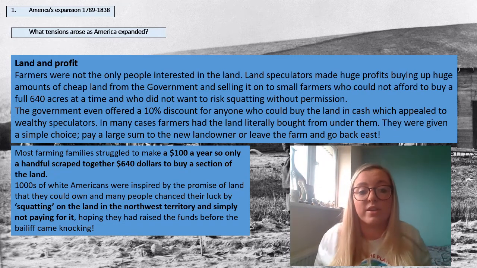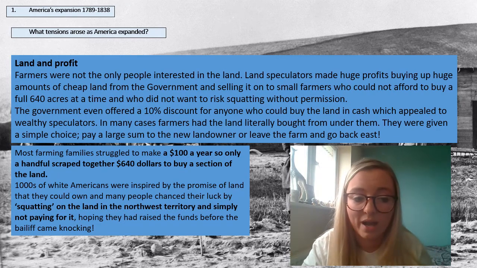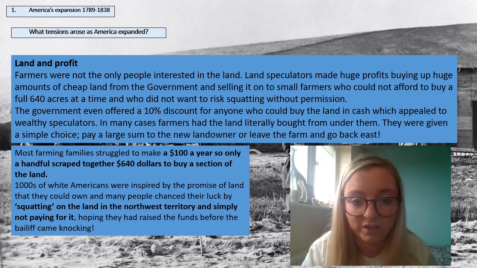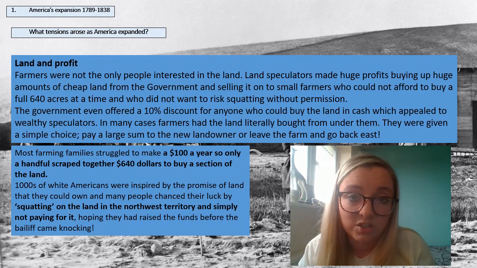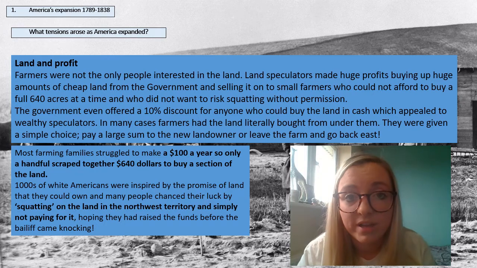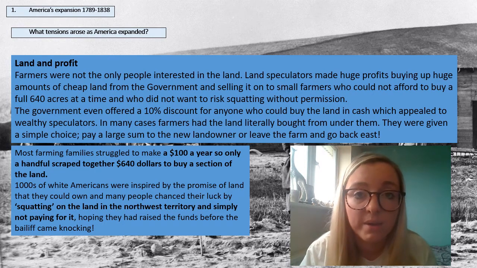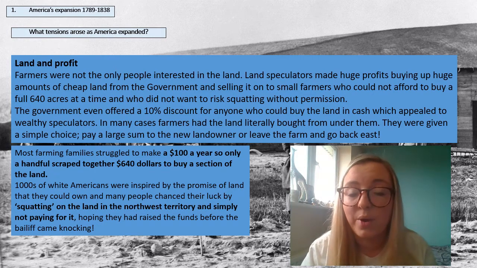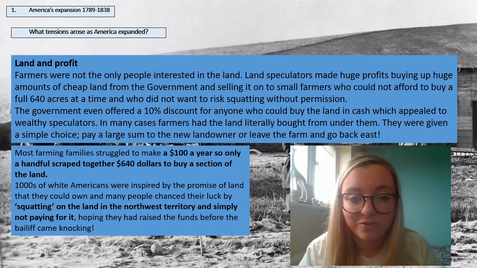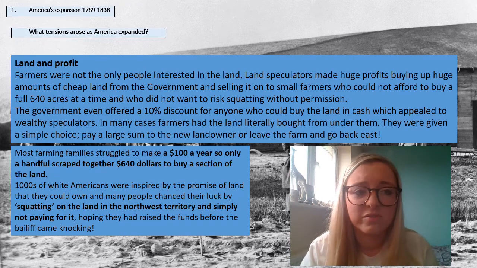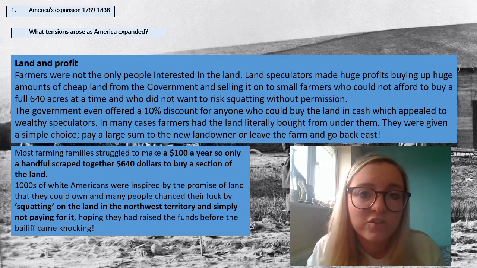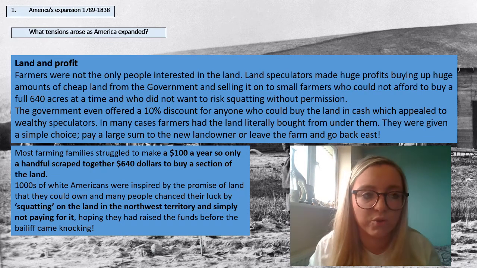So thousands of white Americans were inspired by the promise of land in the West, but few could actually own their own land, and it was actually the land speculators that profited mostly from this expansion. This then led to squatters on the land, so Americans that would settle on land, farm it for as long as they could until they were kicked off by a bailiff, who would obviously take the land from them and attempt to charge them for it. So overall expansion for white Americans, if you were rich, was good. If you were poorer, not so much.